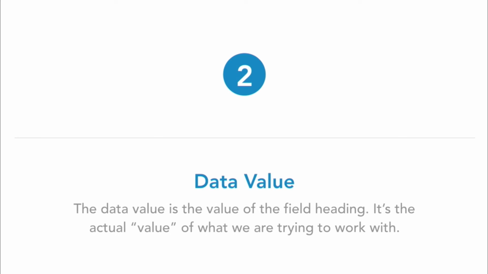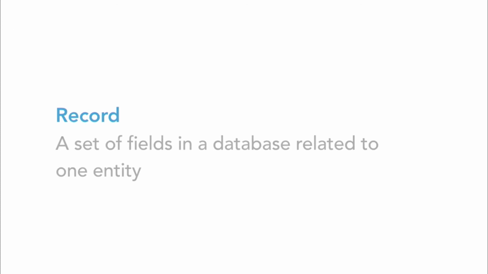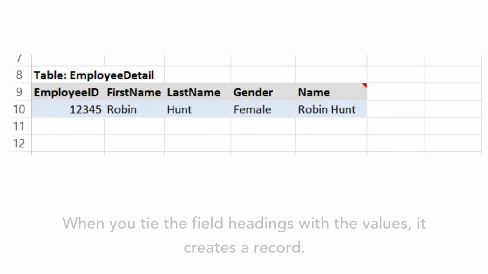Here's an example. You see both the field heading and the value. The field name is first name, but the field value is Robin. Field headings and all the values then go on to make up records or record sets. This probably looks familiar to you. The spreadsheets you encounter are probably structured with records like this already.